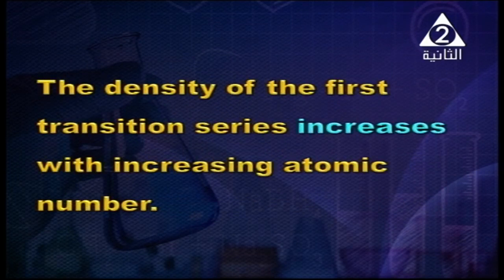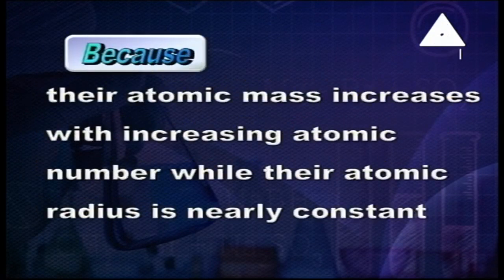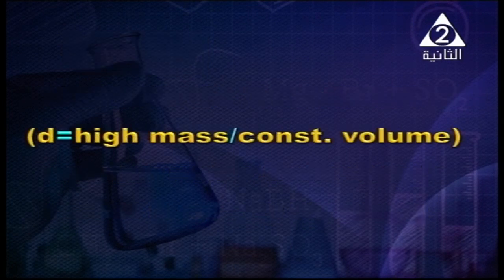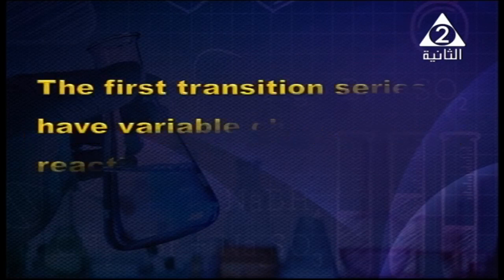Next point. The density of the first transition series increases with increasing atomic number. The reason is that their atomic mass increases with increasing atomic number, while the atomic radius is nearly constant. As density equals mass over constant volume, the density increases.